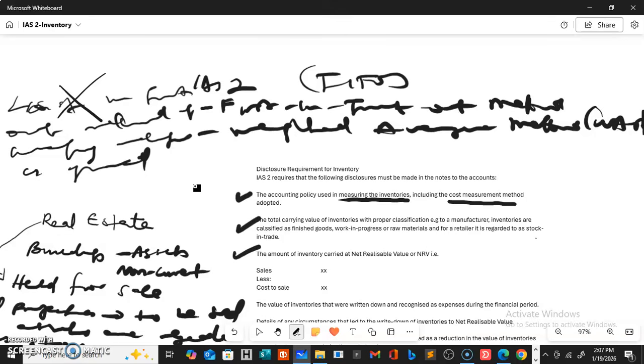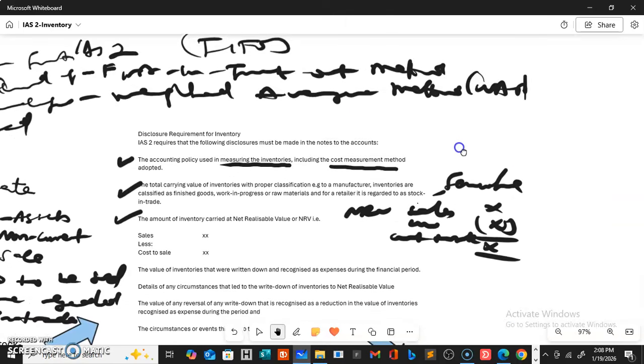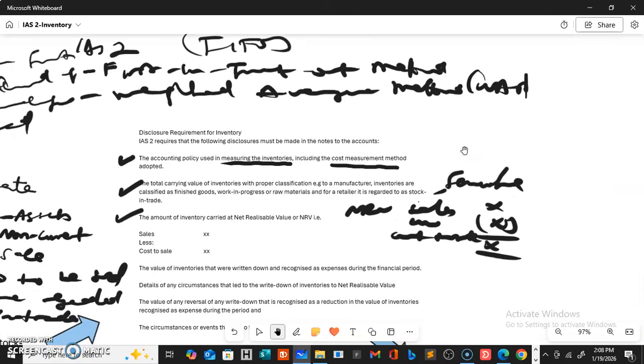The third one, the amount of inventory carried at net realizable value, which is what is known as sales less cost to sell. It can also be fair value less cost to sell. So this is how we arrive at our NRV. You have to know how to determine, and you have to disclose how you arrive at your NRV, which is your net realizable value.